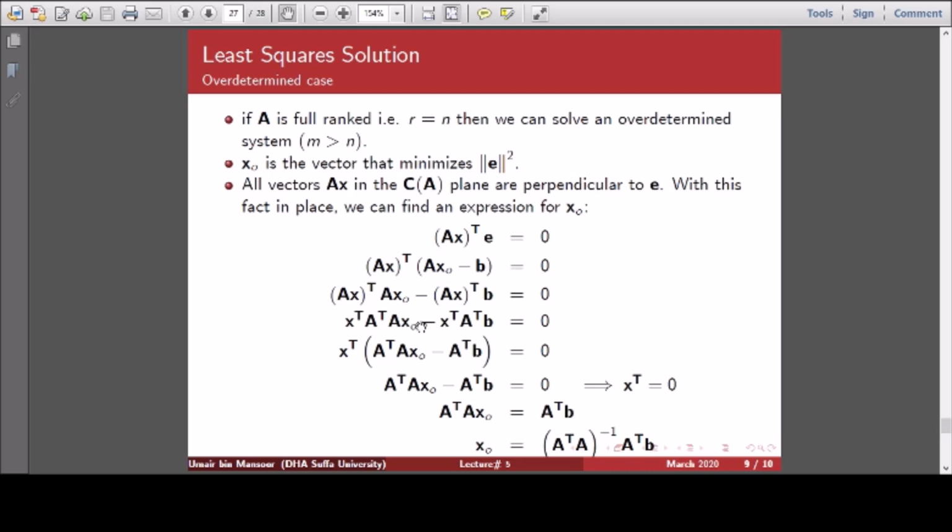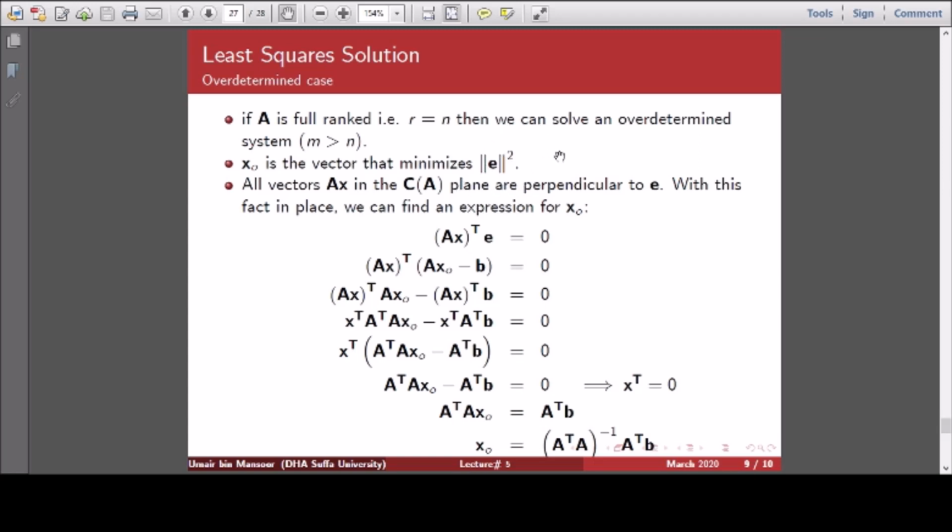So we are left with this vector. So it is clear that X transpose is not 0, so the remaining factor must be 0. So we are left with this. So if we solve it for X naught, we are going to get this expression. So if you solve this expression, you are going to get an X naught that produces the minimum error vector, minimum length error vector.